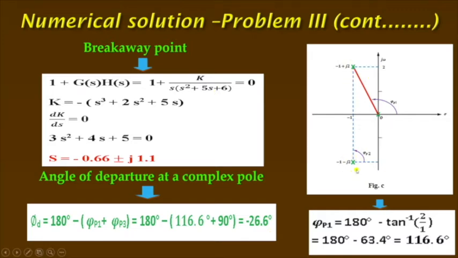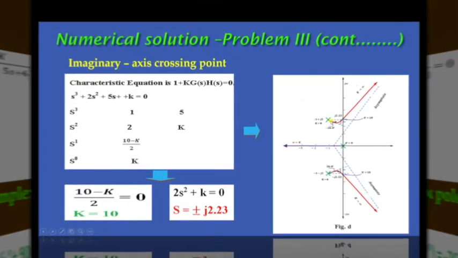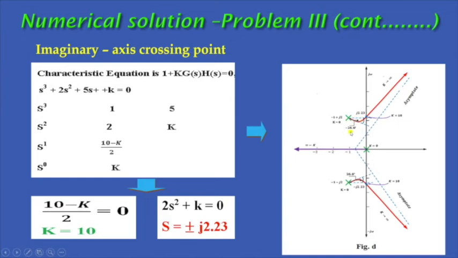Similarly, if you consider another angle of departure for the other pole, this is obviously plus 26.6 degree because these two are opposite and equal. If one is a positive angle of departure, the other is obviously a negative angle of departure. Then draw minus 26.6 degree from this pole, and draw plus 26.6 degree from the other pole.